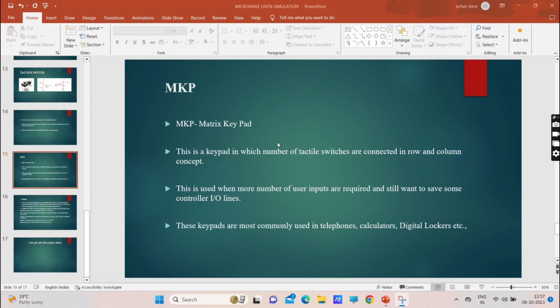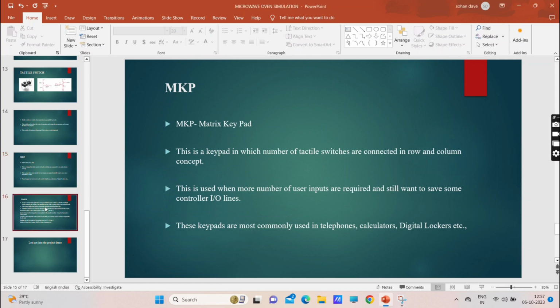The matrix keypad is basically a key presser with which we enter the number of keys, set the time as well as set the temperature. This is a keypad in which a number of tactile switches are connected in a row and column concept. It is used when many user inputs are required and we still want to save some controller input-output lines. These keypads are most commonly used in telephones, calculators, digital lockers, etc.